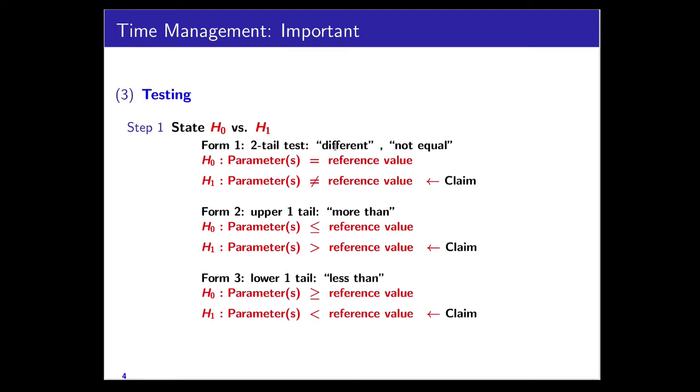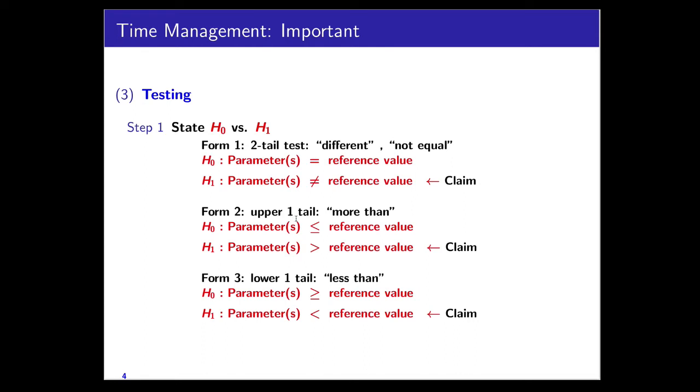In this case, the set of hypotheses will be H1, parameter or parameters not equal to the given value or reference value, versus H0, parameter or parameters equal to the given value or reference value. Keep in mind the claim or the research is on H1. If the given keyword is more than or above, we have an upper one-tailed test.